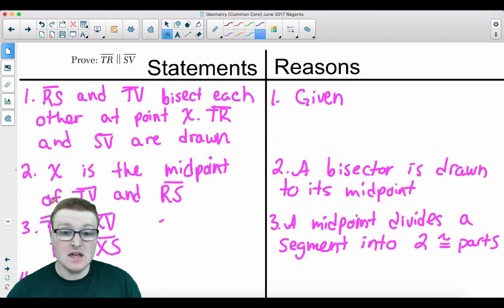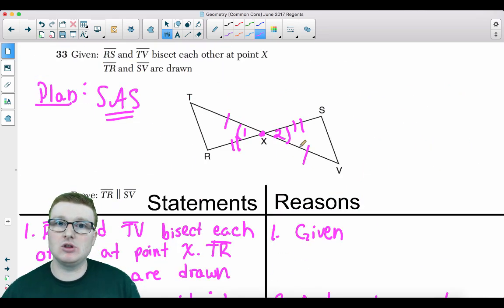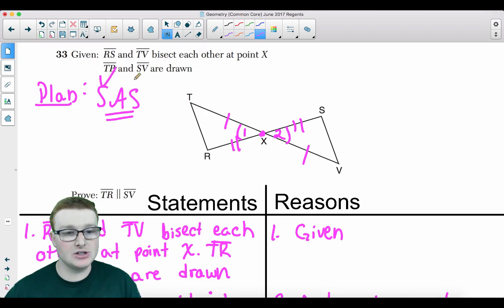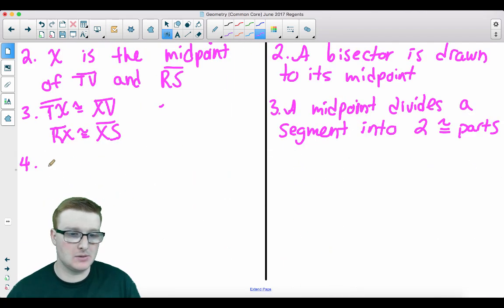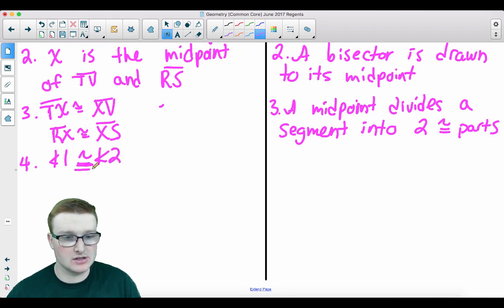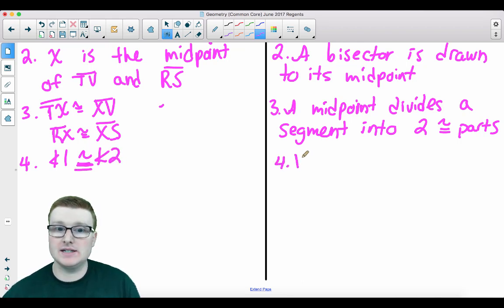Number 4. And by the way, I just proved those lines to be congruent. So your side and your side are done. Now we just got to prove those angles. Here we go. I'm going to say that angle 1 is congruent to angle 2. My congruent sides are done. Number 4, your reason, vertical angles are congruent.